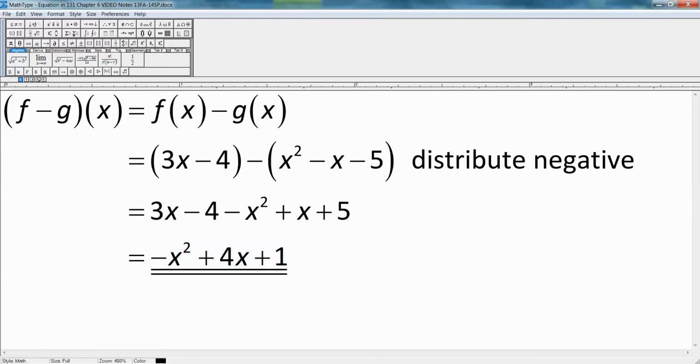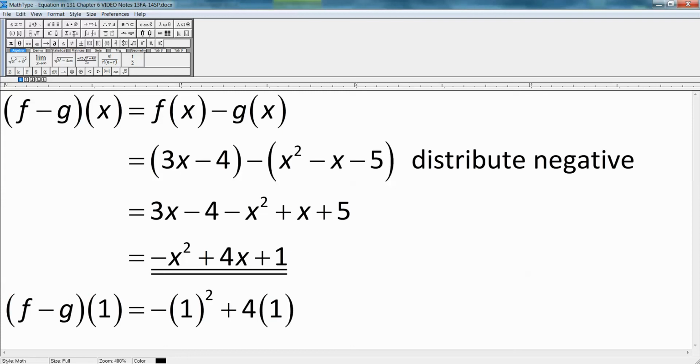Okay, so now what they really wanted for us to find was f minus g of 1, which means we're going to take that function and put 1 into it. So 1 gets squared, negative, plus 4 times 1 plus 1. That would be equal to negative 1 plus 4 plus 1, which last time I looked was 4. And that's our answer. So that's what'll get the box.